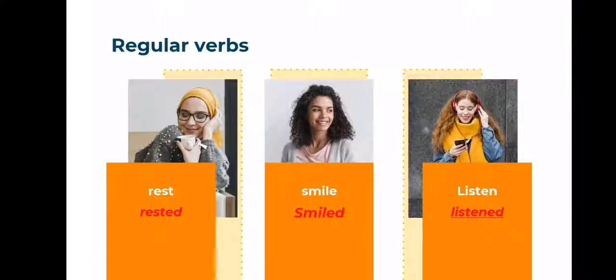Now, here I am presenting regular verbs. I am dividing this because, as I mentioned, we have regular and irregular verbs. The regular ones are the most common, and they are easier also because you only add ed to make the conjugation. For example, rest will be rested in the past. Smile will be smiled in the past. And listen will be listened in the past.